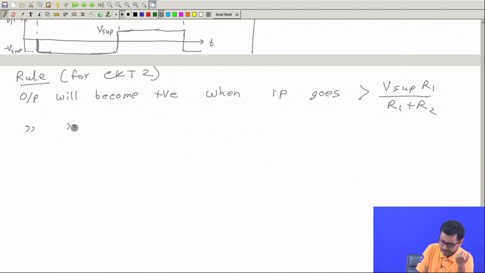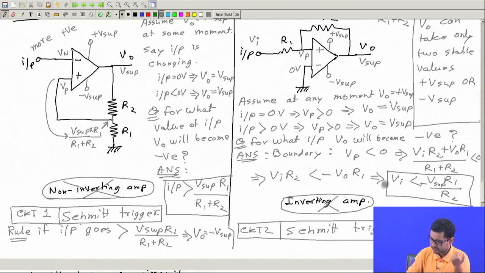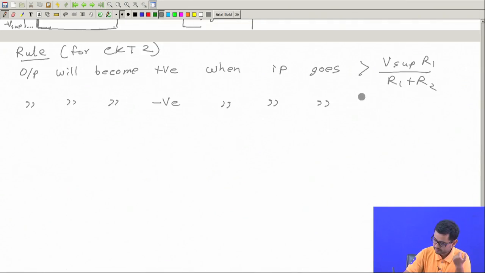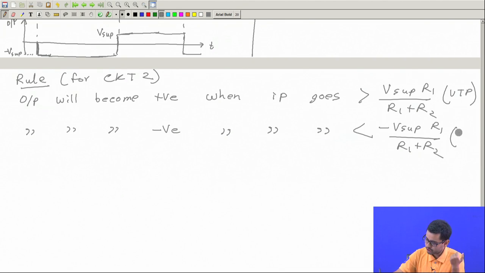Similarly, output will become negative when input goes below minus V supply R 1 by R 2. So, that means this I can call the upper trigger point. This I will call the lower trigger point.